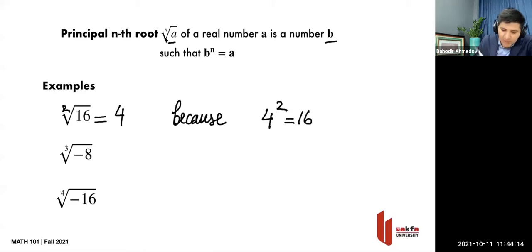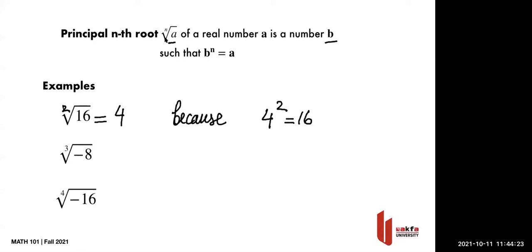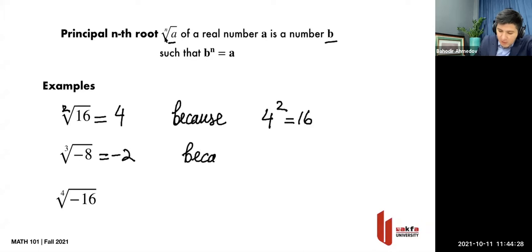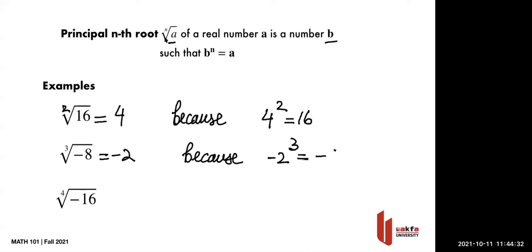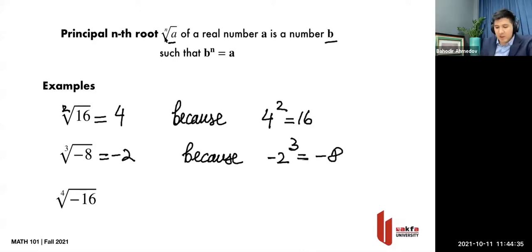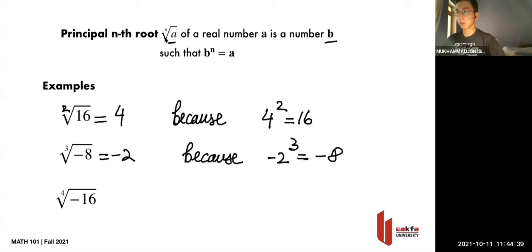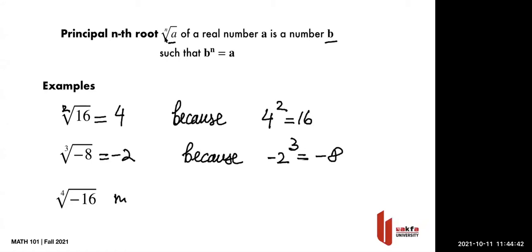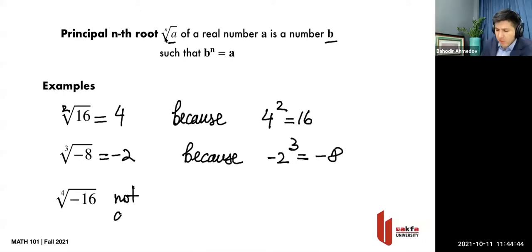Whenever we have 2 as the root, we just don't write it because it's obvious. So what is the cubic root of minus 8? Minus 2. Why? Because minus 2 in the cube is equal to minus 8. What about the fourth root of minus 16? It is not defined. There is no real number.